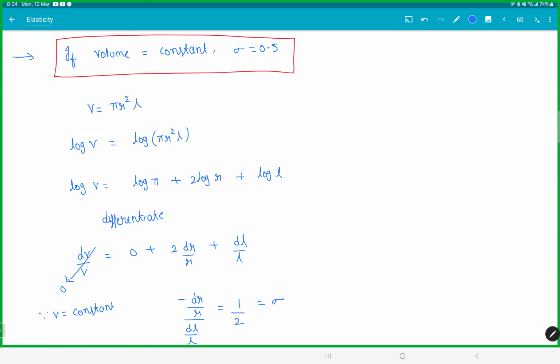And the reason why sigma is equal to 0.5 is not a practical value is because when you apply a force, no matter what you do, the material will always stretch a bit. The volume will change. So that is a catch there. That's it. These are the only two problems I can ask you on this.